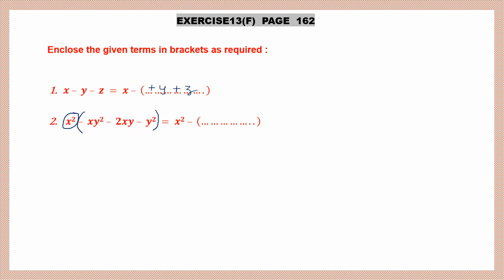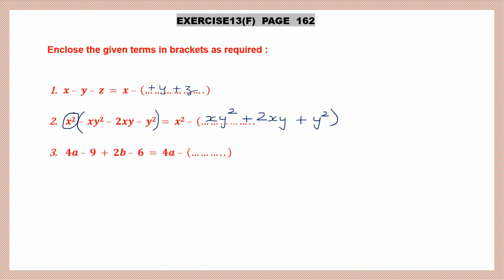So let's write the answer with the correct sign. So minus xy square will now simply become plus xy square or xy square. Then going on to the next one, minus 2xy will become plus 2xy. Minus y square will become plus y square.